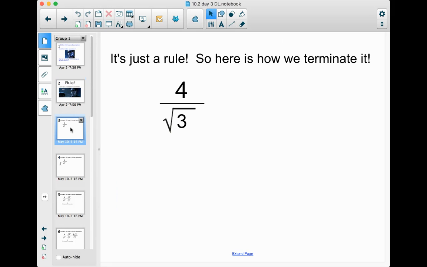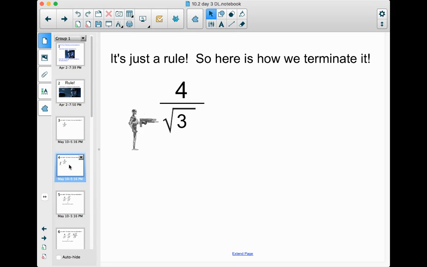All right, so it's just a rule. And here is how we terminate it. Terminate it. I'm good at that. So in order to do this, we need to get rid of the radical in the bottom. I'm just going to show you an example of how I do that, and then I'll have you write down the steps on how to do it.